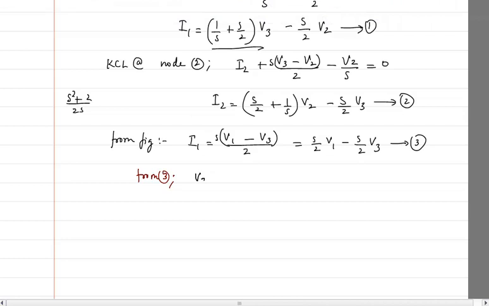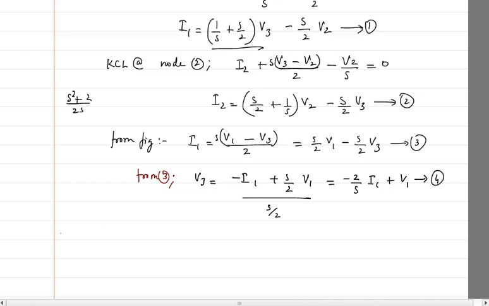So from equation 3, let me change the color, I can say that V3 is going to be equal to minus of I1 plus S by 2 V1, divided by S by 2, which if I multiply, I can write as minus of 2 by S I1 plus V1. So this is equation number 4.